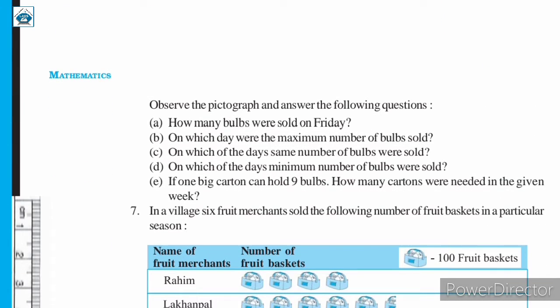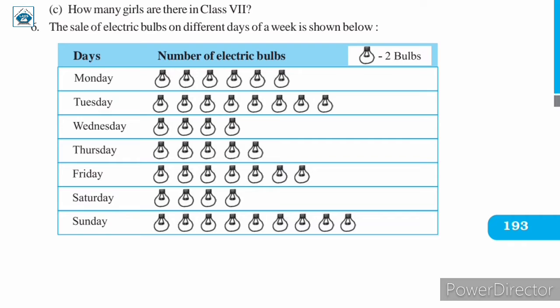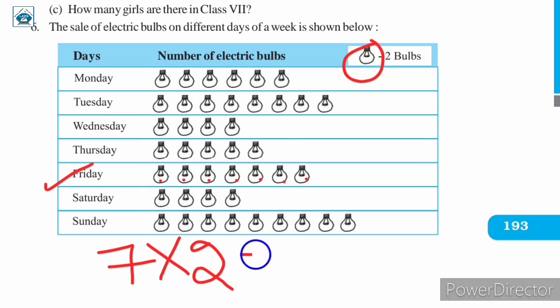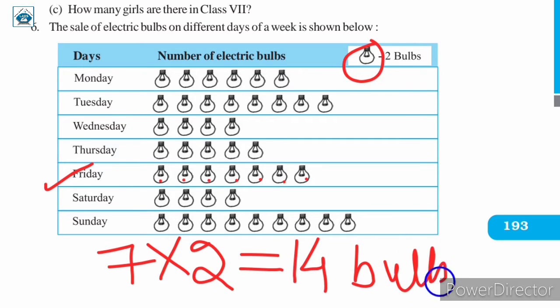So based on this picture, observe the pictograph and answer the following questions. A. How many bulbs were sold on Friday? So from this pictograph, we can easily count the number of bulbs that were sold on Friday. We have 1, 2, 3, 4, 5, 6, 7. So this represents 2 bulbs. So 7 will represent 7 into 2 which is equal to 14 bulbs. So 14 bulbs were sold on Friday.